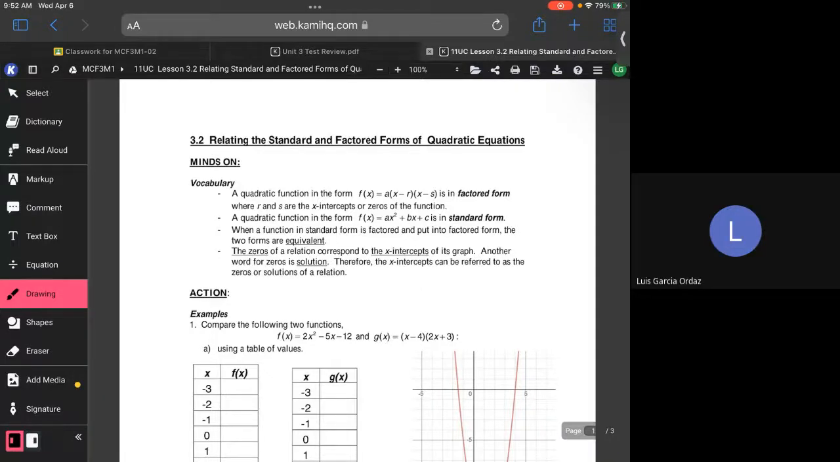So get focused and let's just have this out. The one that says 3.2, have it out.